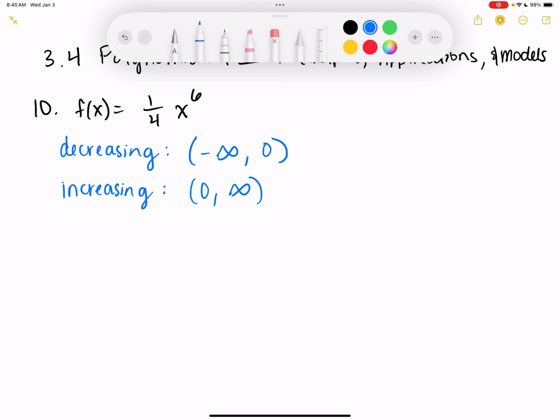And just so you know, it is possible that it can be just increasing or just decreasing. The function doesn't have to have an interval of decrease and increase. If the graph is just going up or just going down, obviously it's not going to have both.